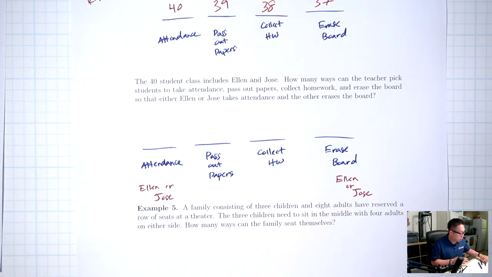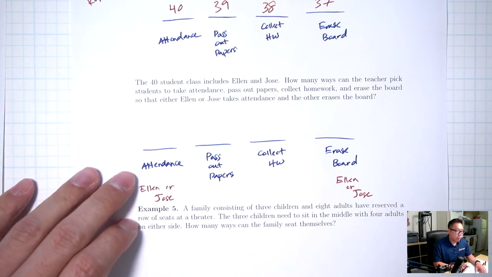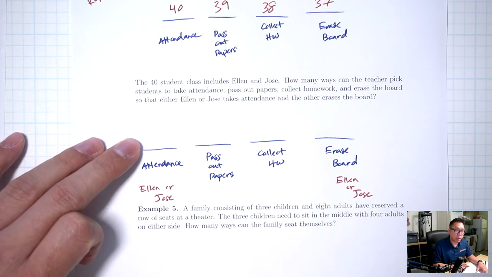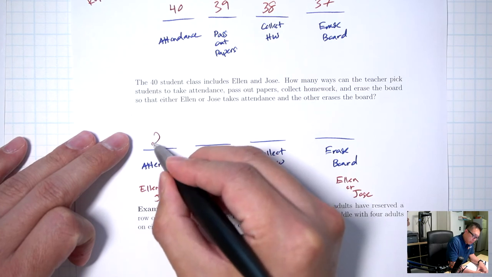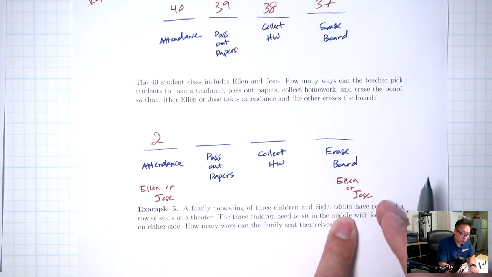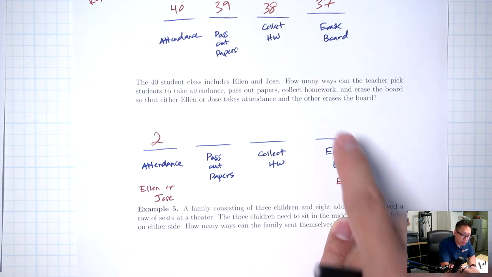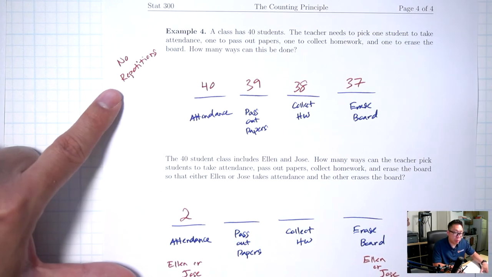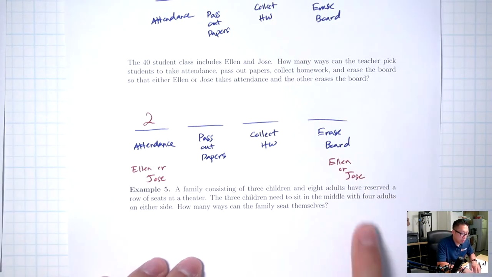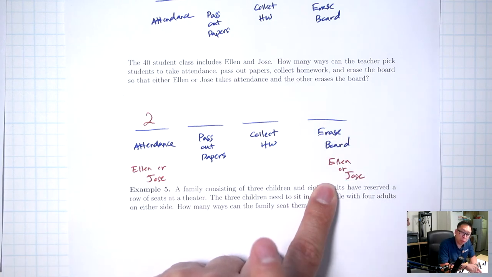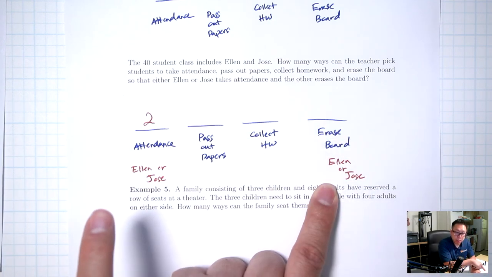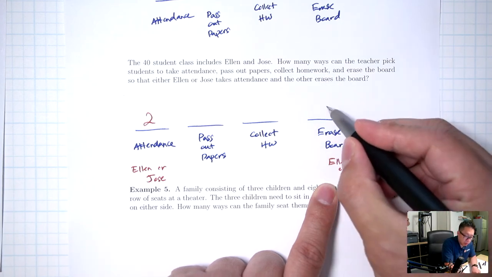Okay. Now, whenever you have restrictions like this, my recommendation is to fill in the blanks with the restrictions first. So the first blank, I want Ellen or Jose to take attendance. So how many options do I have? Two. Last blank, I want Ellen or Jose. So you may think it's two, but it's not two. Remember, no repetitions when we're talking about people. Because I already chose Ellen or Jose here, for this last blank, I don't have the full two anymore, right? I have one person in attendance already, which means I'm down to one person left for that last blank.